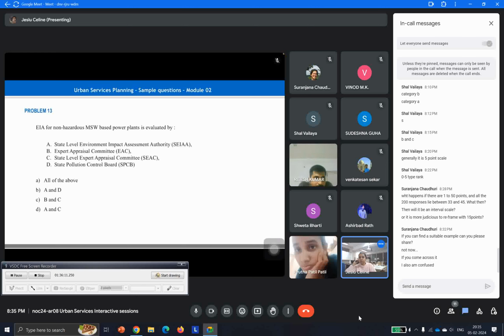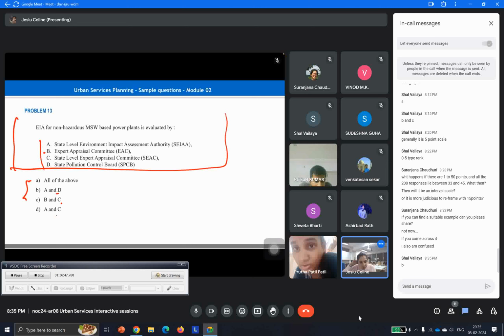So, problem 13: EIA for non-hazardous MSW based power plants is evaluated by A, State Level Environment Impact Assessment Authority, B, Expert Appraisal Committee, C, State Level Expert Appraisal Committee, and D, State Pollution Control Board. Any guesses? What you need to answer is this one: are all the statements correct, only A and D are correct, only B and C are correct, or A and C are correct? This much is the full part of the question, and these are the options.